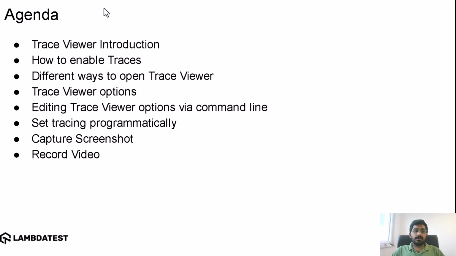So these are the agendas which we are going to see as part of this video. First, we will start with a quick introduction about what is trace viewer. Then we will learn how to enable the traces. Also, what are the different ways to open the trace viewer. We will also learn what are the different options available in trace viewer. Also, how to edit the trace viewer options via the command line. Next, we will see how to set the tracing programmatically and not via the configuration files. And last, we will see how to capture the screenshots and record the videos in Playwright.